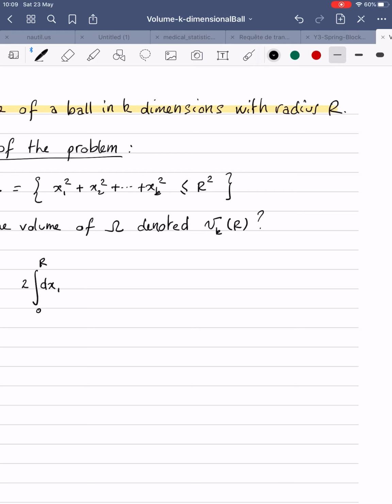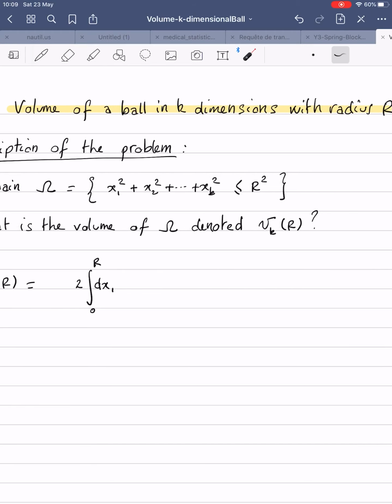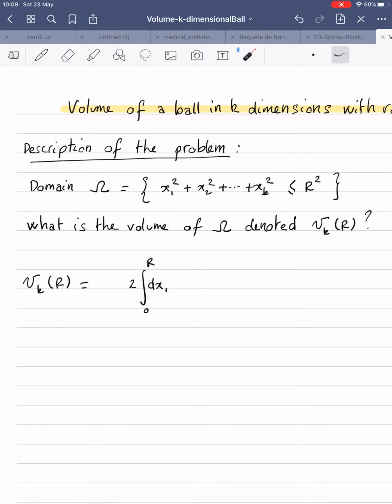So if I want to write it down here, x2 squared has to be less than or equal to r squared minus x1 squared, because once x1 squared is given, then x2 squared of course cannot take all possible values from 0 to r.